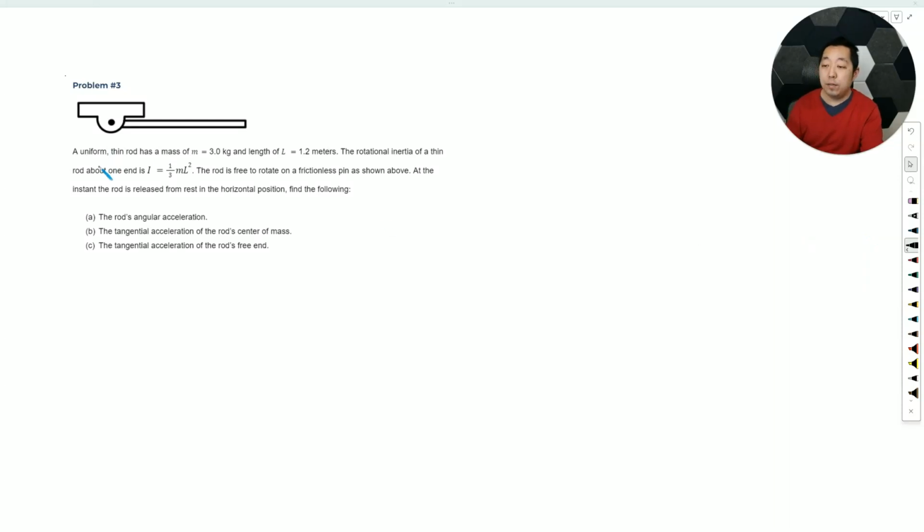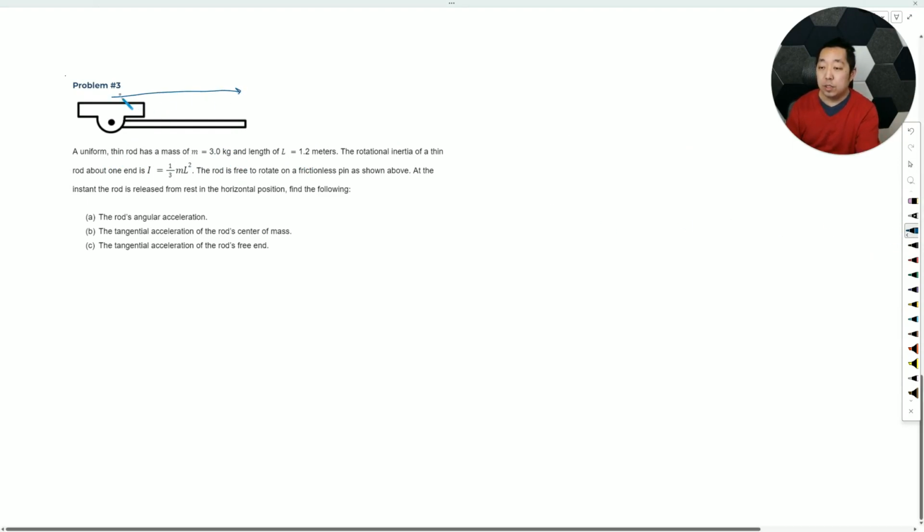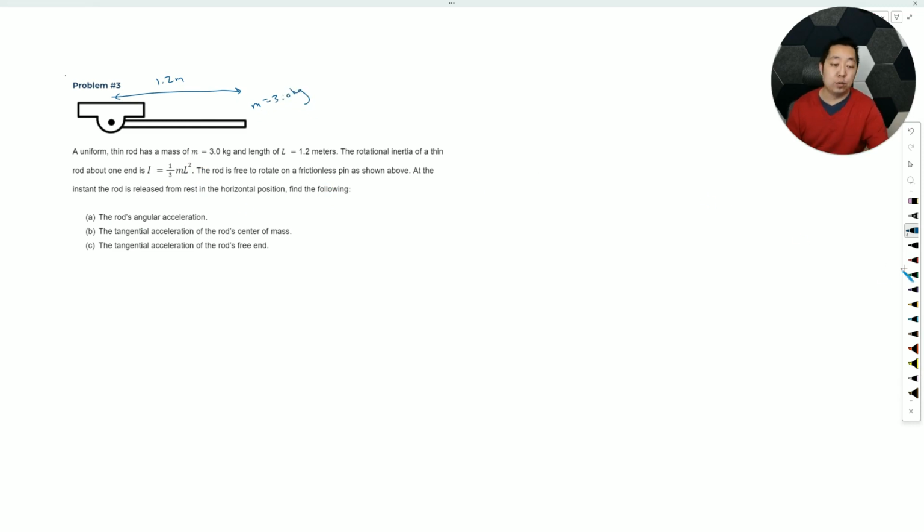Okay, so here we have a uniform thin rod with a mass of 3 kilograms and a length of 1.2 meters. So 1.2 meters is this length. The rotational inertia is given by this formula, and the mass is 3 kilograms. It's free to rotate. We want to find the angular acceleration when it's released from rest.